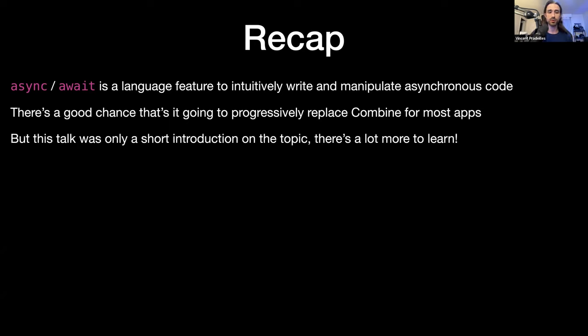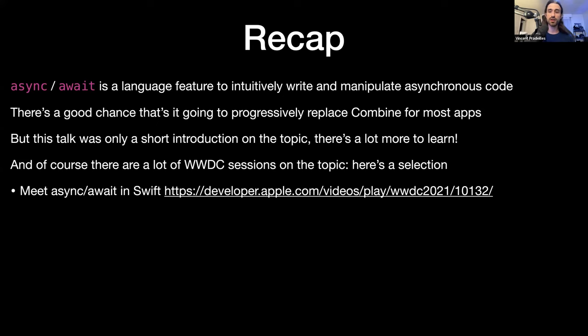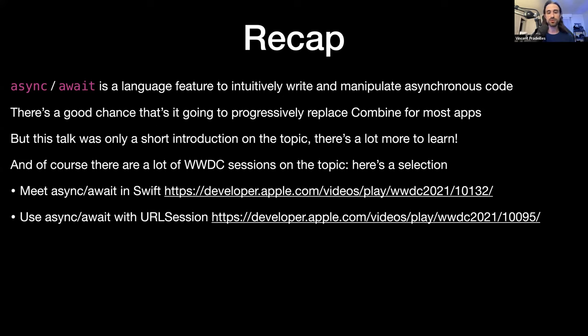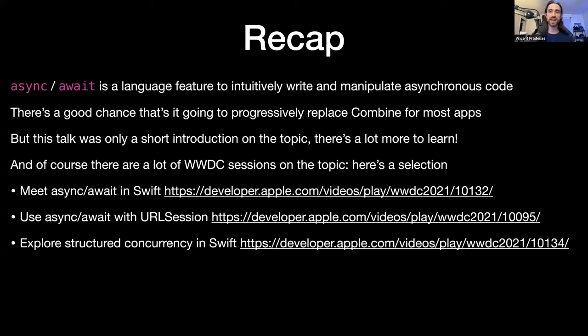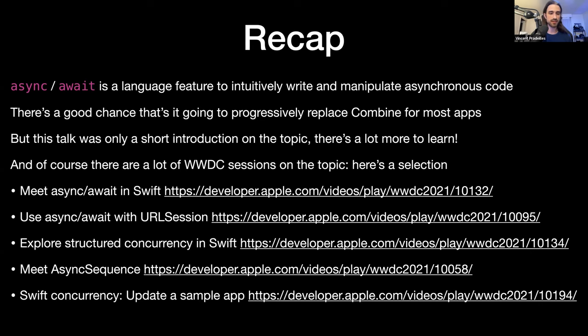But this talk was only a short introduction on the topic. There is a lot more to learn. Combine and the concurrency topic is a really big rabbit hole that you have to go down if you want to understand everything. I've put the links to a few WWDC sessions on the topic: the introduction session about async await, how to use async await with URLSession, exploring structured concurrency, so the async let part and how async await can combine tasks together, AsyncSequence, which is the underlying tool to process several values over time with async await, and Swift concurrency, how to update a sample app. They show you how to update an app that uses either a completion handler or Combine to use the new async await API.